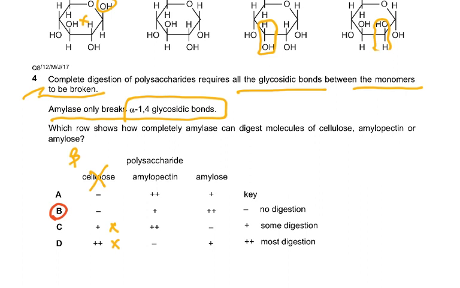Which row shows how amylose and amylopectin are digested? Amylopectin has 1,4 and 1,6 bonds, so amylase is only breaking the 1,4. So this would be just a little bit of digestion. And amylose only has 1,4, so this would be a complete digestion. Now, if you knew this, you could do this question. If you didn't know it, I'm sorry, you can't do this question.